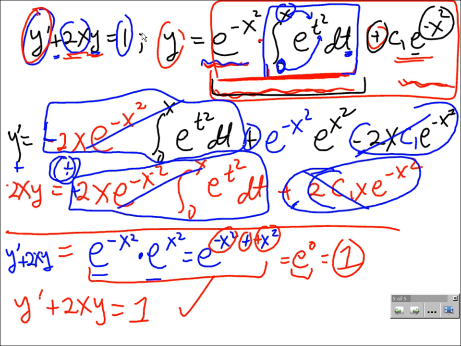So it checked. I wanted to verify that given the y in the top right hand corner, when I took the derivative and I added on 2 times y, I'll get 1, just like it told me to get. So it did work. Try one more. One's a bit messy. Nothing's hard, but it is messy.